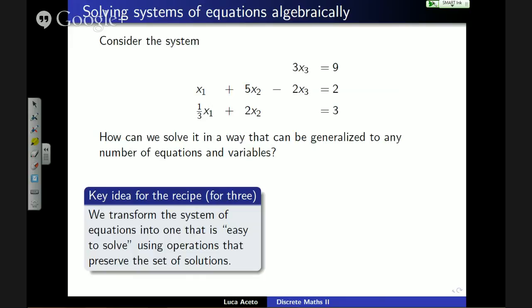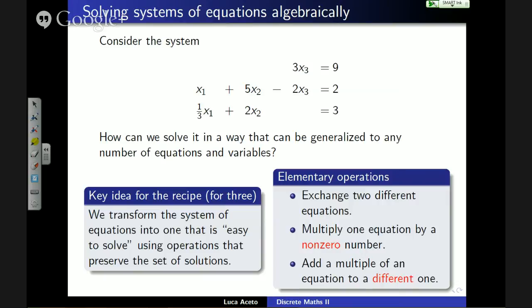Now, of course, easy to solve is in quotes because we need to define what it means for an equation to be easy to solve. But you can imagine, for instance, that an equation that has been reduced to the form x equals 3 is easy to solve. Why? Because it's already solved. You know that x is equal to 3. You don't need to work.